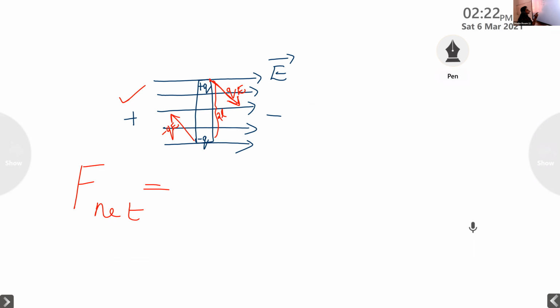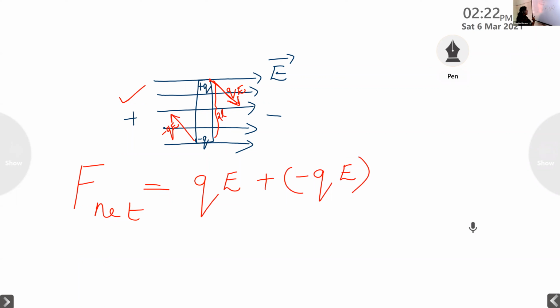What is the force due to plus Q charge here, Sania? It is QE. What is the force due to negative charge? Aditya, what is the force due to negative charge? Ma'am, negative QE. Yes, it is negative QE. Very good.